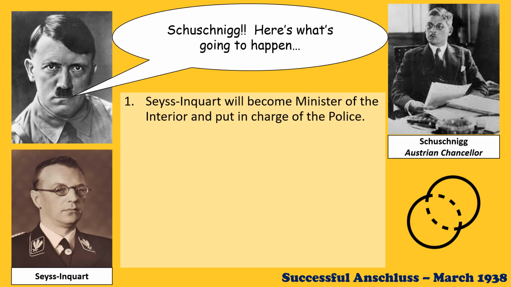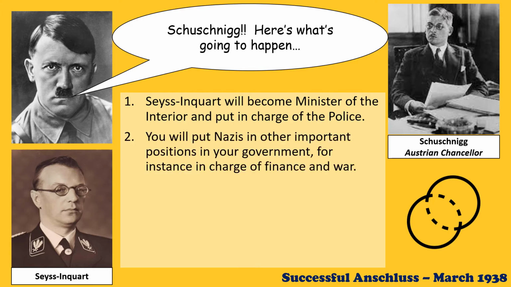First of all, you need to put Seyss-Inquart as the Minister of your Interior. That is a really significant position in Austrian and German politics at this time, the Minister of the Interior. And one of the reasons Hitler is very keen for Seyss-Inquart, a Nazi, to have this position is that it would put him in charge of the police force. So a really, really valuable person to have in a very strong position in Austrian politics.